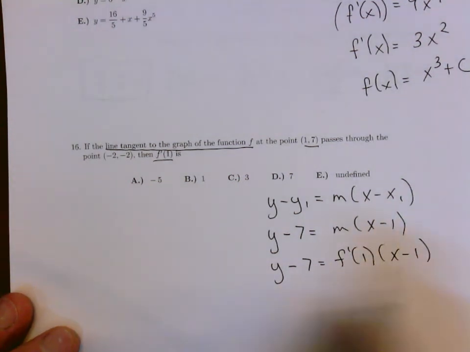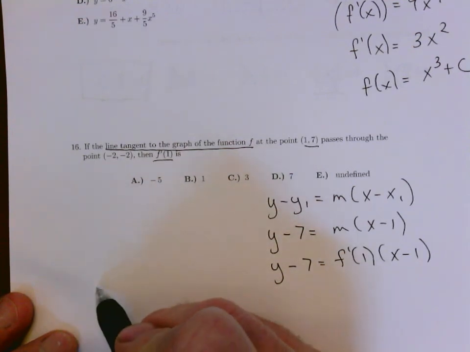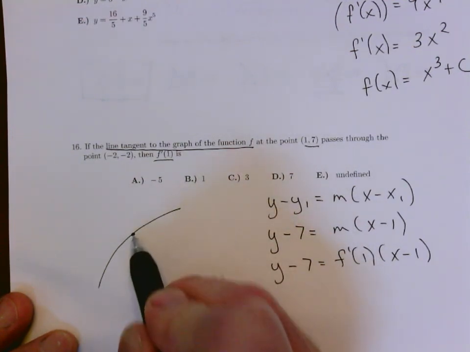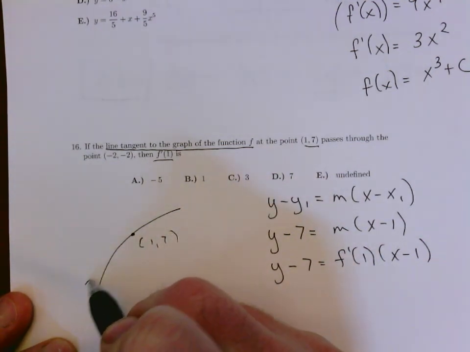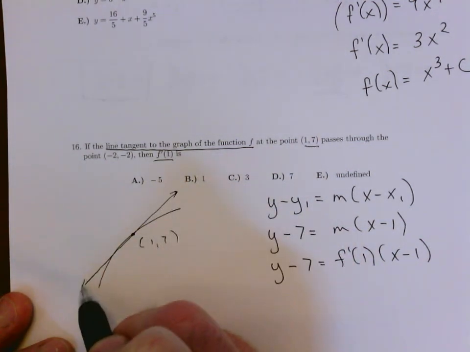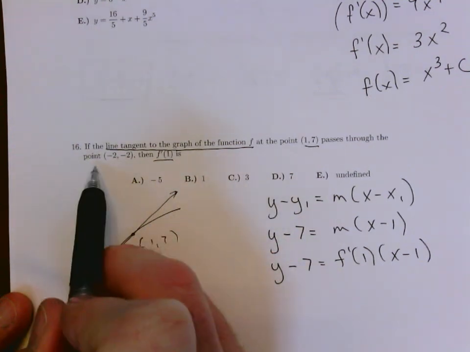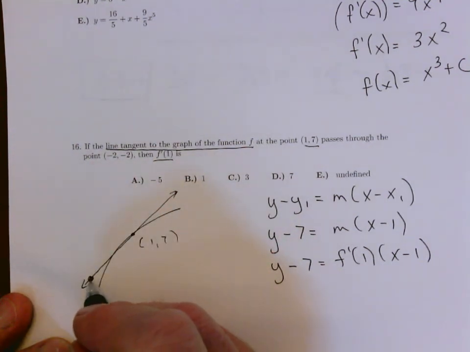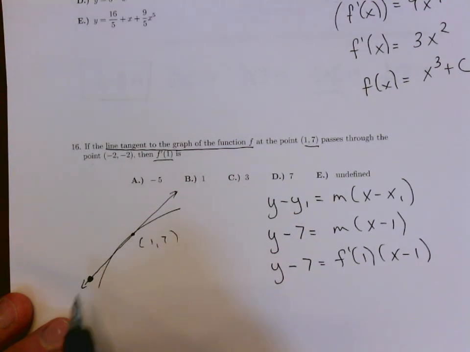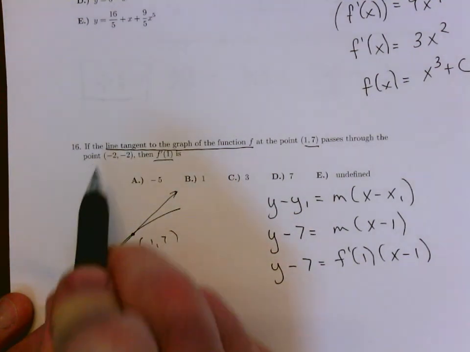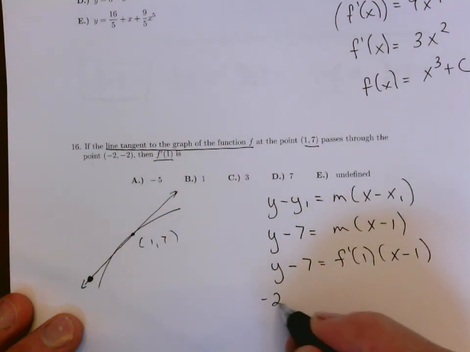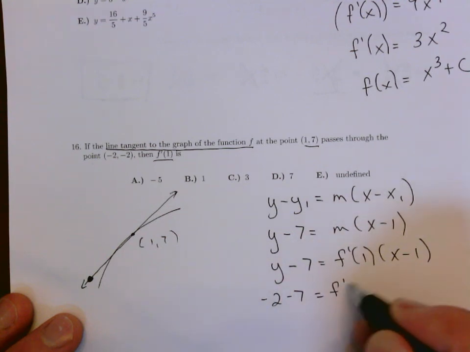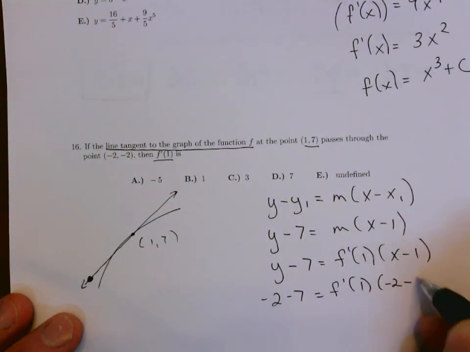Now, say the curve looks like this, and I don't know what this graph looks like, and this is the point right here, which is (1, 7). When you draw on this tangent line, it's going to look like this. You know that this line, by this statement, is going to go through (-2, -2). What that means is that the point (-2, -2) should work in that equation. So let's plug it in. I have -2 minus 7 is equal to f prime of 1 times -2 minus 1.